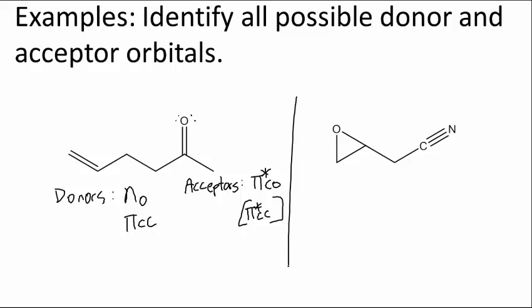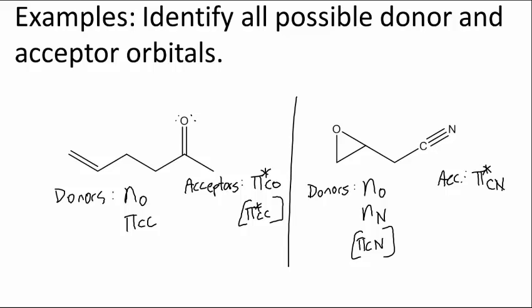All right, how about the one on the right? Lone pair on oxygen, lone pair on nitrogen. Pi CN, probably not. That's one of those that I said those kinds of orbitals don't often act as donors, where you have an electronegative atom like nitrogen. And then acceptors, pi star CN, sigma star CO. Yep. Turns out a sigma star CO there is a pretty decent acceptor as well.